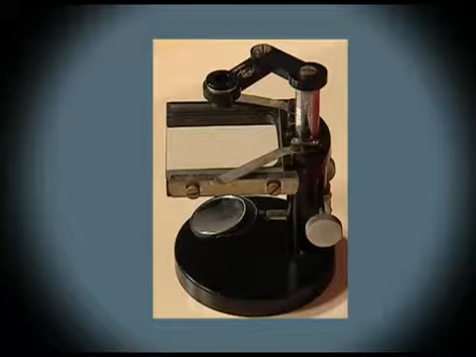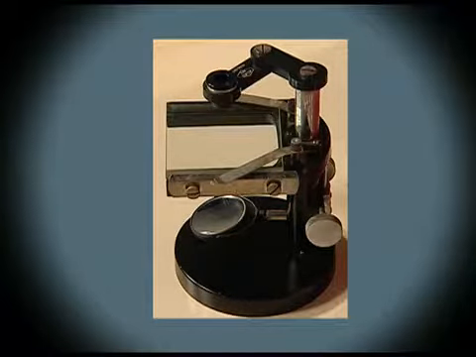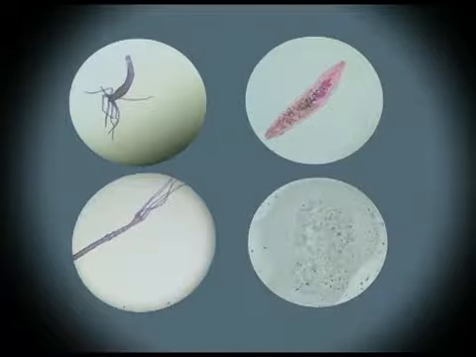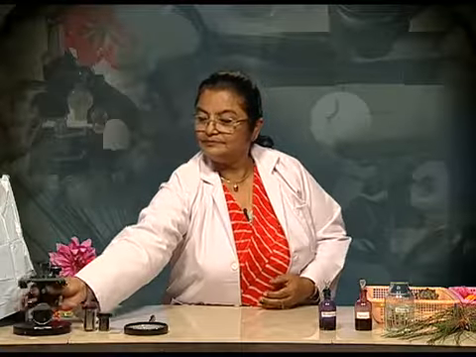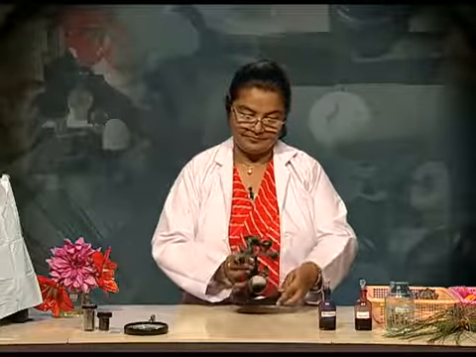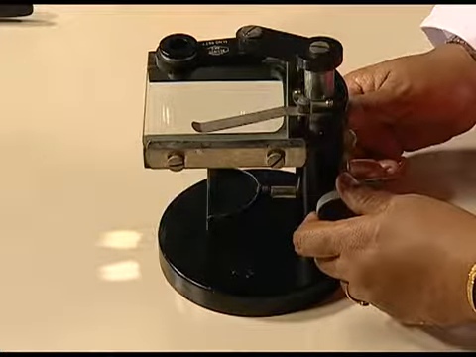Let's move on to another type of microscope called the dissecting microscope or the dissection microscope. They can also be called dissecting microscope or dissection microscope. A dissecting microscope is used for viewing small organisms, parts of plants or animals, and also for dissecting small organisms, hence the name. This is a dissecting microscope.